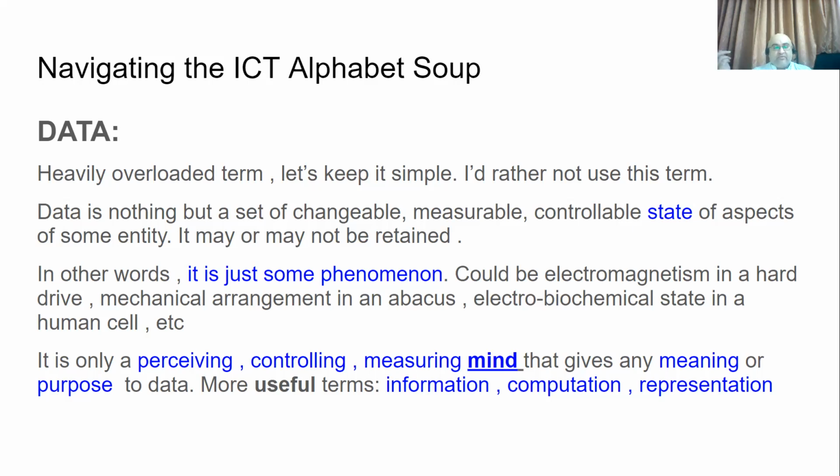So what then? If not data, then what else? There are more useful terms because we have to make use of things, right? We, as humans, are tool makers. We make use of things. We engineer things to suit our objectives. And as a means of achieving that objective, there are other terms, other concepts, which are more useful, and those are information, computation, and representation. We'll explore them one by one.